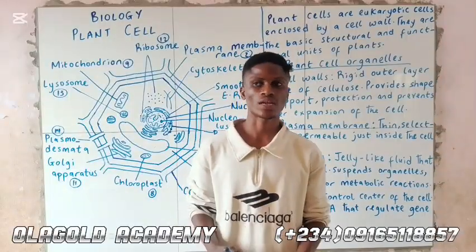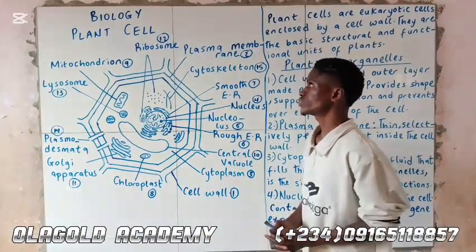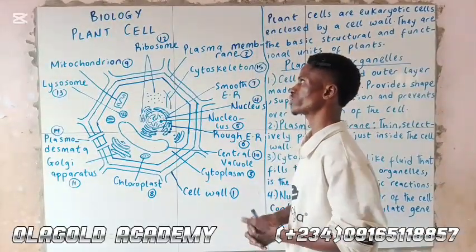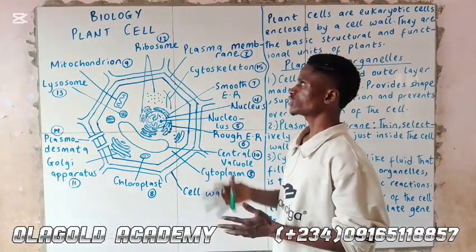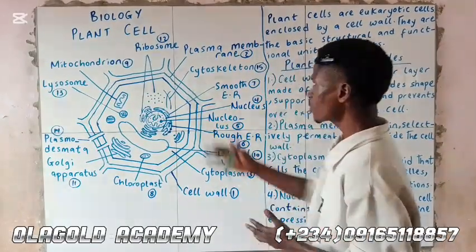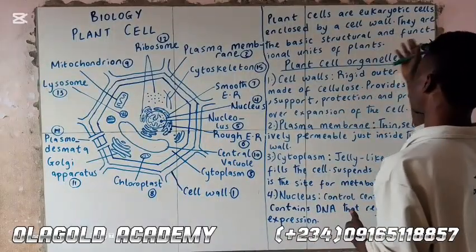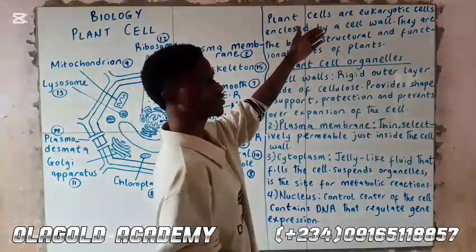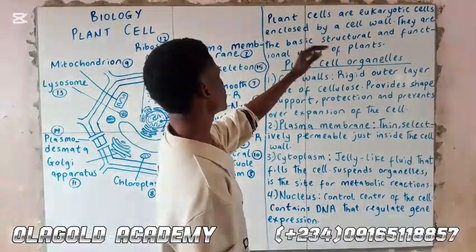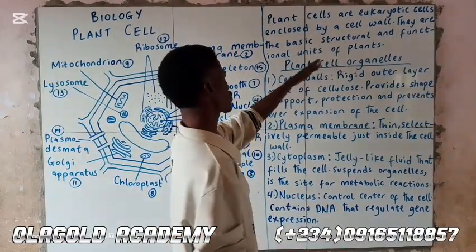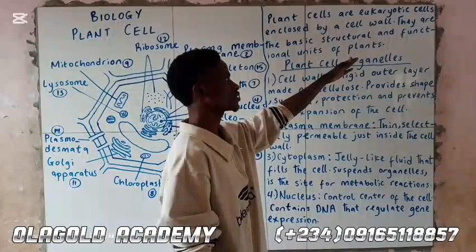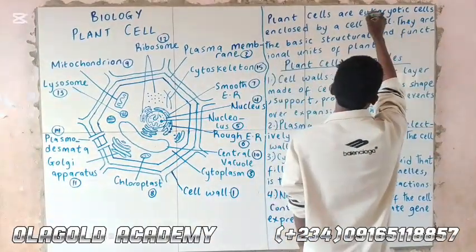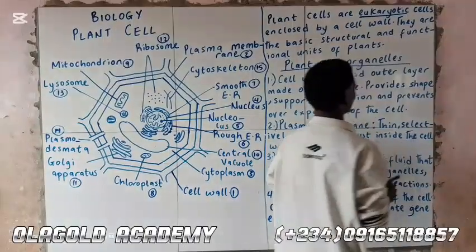Now for today's class, we're considering a topic in biology which is plant cell. Now, what is a plant cell? Plant cells are eukaryotic cells enclosed by a cell wall. They are the basic structural and functional units of plants. Now take notes, plant cells are eukaryotic cells.